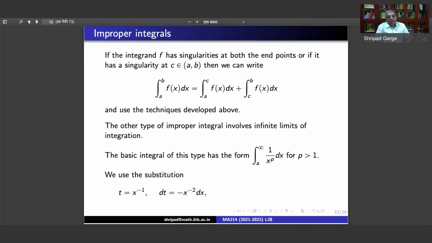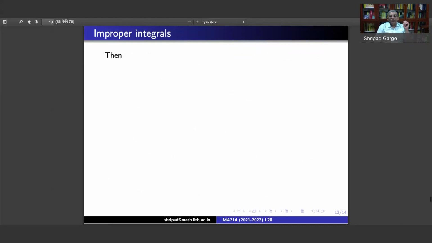What we then do is use the substitution. So t is x inverse, dt is minus x to the minus 2 dx, which gives you that dx is minus x square dt, which is the same as minus t to the minus 2 dt. We are assuming that a is not 0, because if a is 0, then you are not able to obtain anything. If you have 0 to infinity and you apply x going to 1 upon x, you again get the interval to be 0 to infinity. So that is not really going to solve our problem. So we assume that a is non-zero.